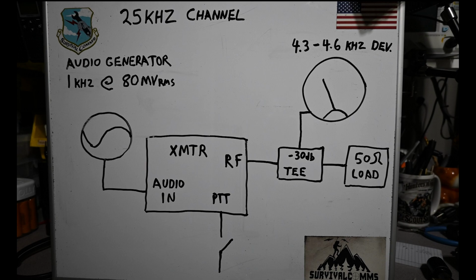The RF connector of the radio is connected to a T featuring a minus 30 dB sample port, and it's terminated into a 50 ohm load. The standard deviation meter is connected to the sample port, and the specified deviation for our device under test is 4.3 to 4.6 kilohertz for a 25 kilohertz channel. When we activate our PTT, the radio delivers a signal sample to the input of our meter for measurement.